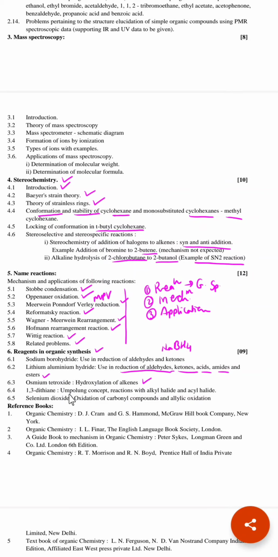1,3-dithiane and its use or significance in the umpolung concept, reaction with alkyl halide. And the last point in reagents in organic synthesis is selenium dioxide and its use in oxidation of carbonyl compounds and allylic oxidation. All these points we will see in detail and we will study.